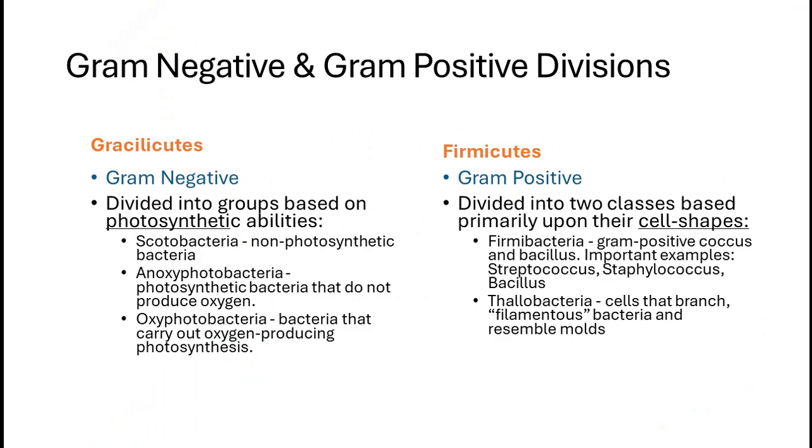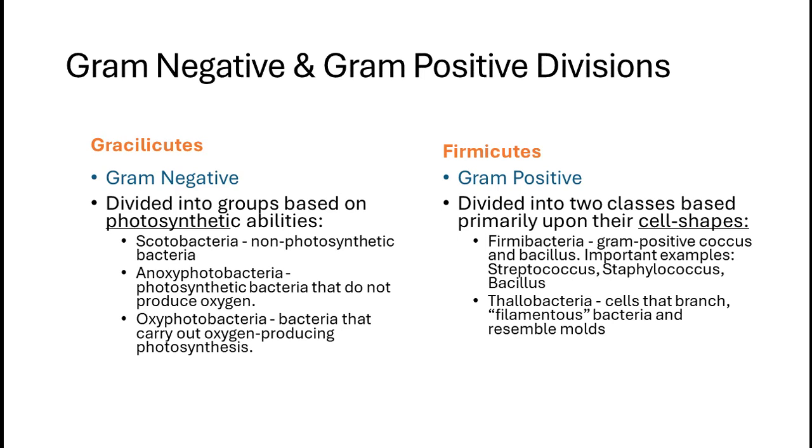So Gracilicutes, these are the gram-negative, and the gram-negative bacteria that fall into the Gracilicutes are further divided into 3 groups based on their photosynthetic abilities. If they're non-photosynthetic, they're called Scotobacteria. If they're photosynthetic but do not produce oxygen, then they're Anoxyphotobacteria. And if they are photosynthetic in the general way, meaning that they will produce oxygen in their photosynthetic processes, then they're considered Oxyphotobacteria.